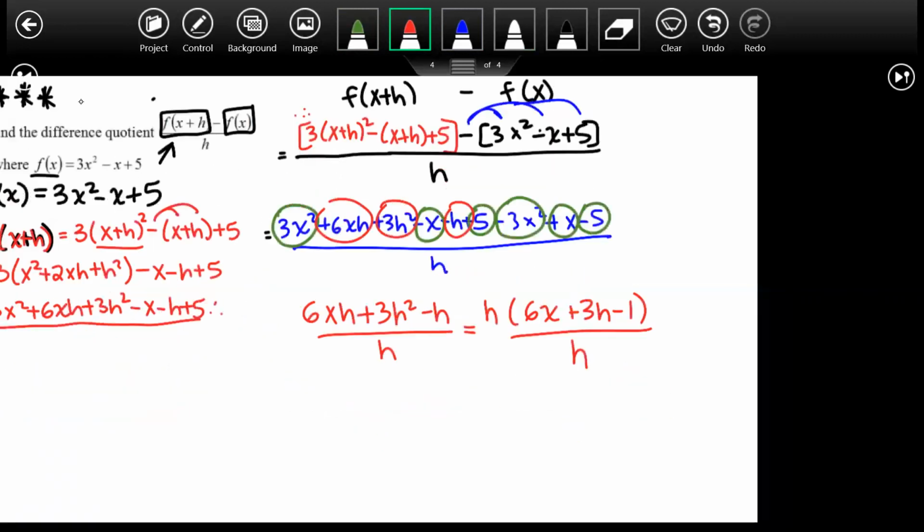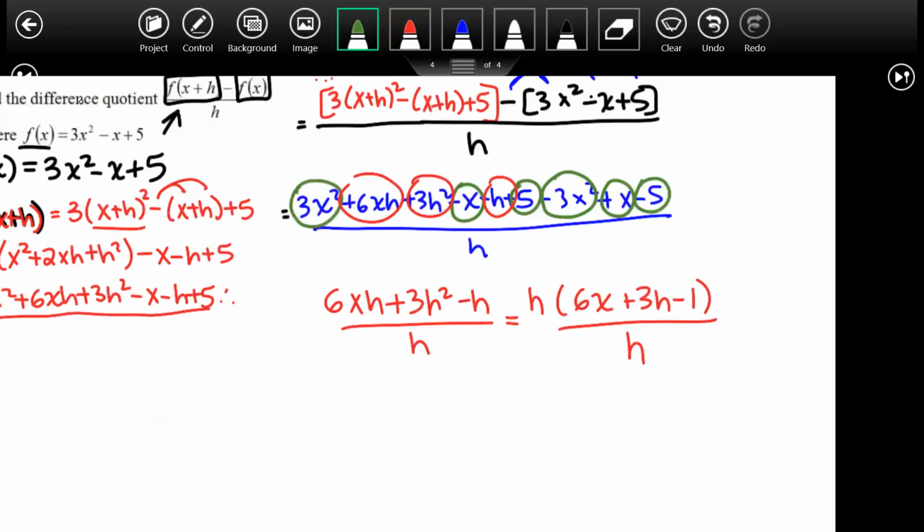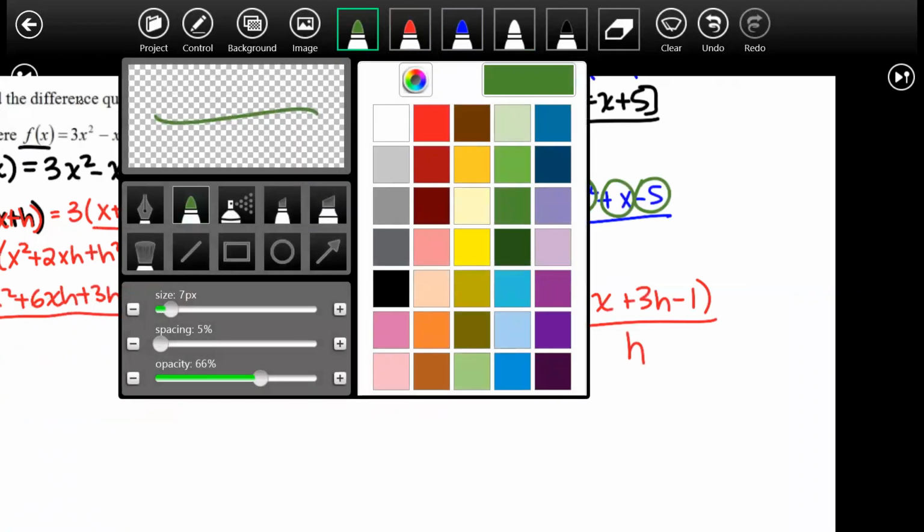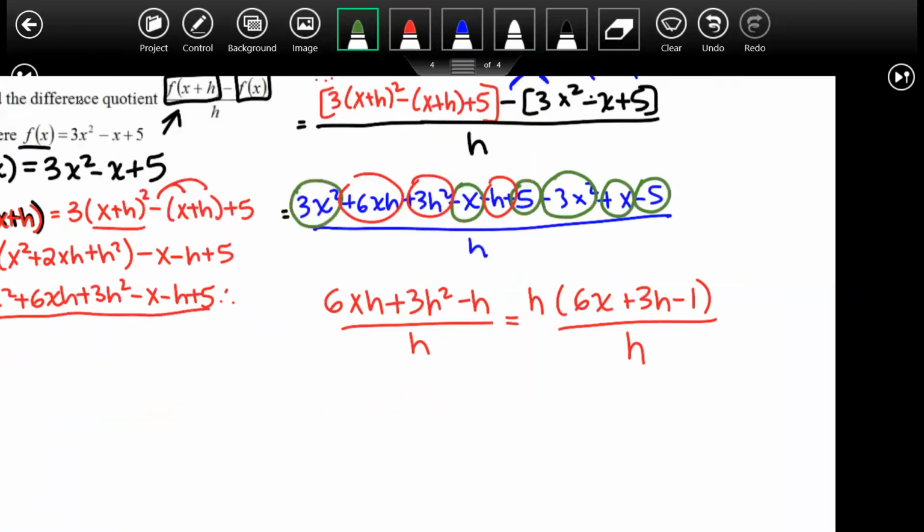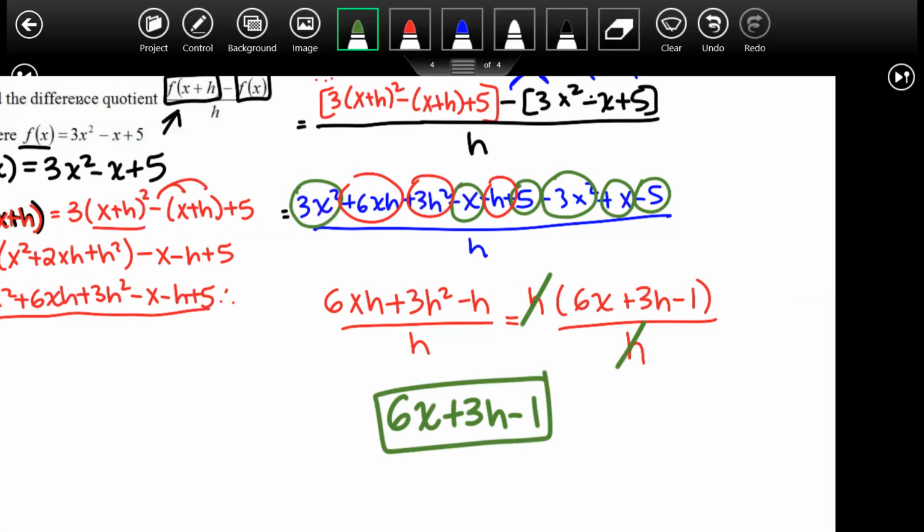What does it reduce down to? Do we have to put the minus 1? Yes. If we reduce down our h, our final product is going to be 6x plus 3h minus 1. So the whole thing reduces down to something very nice. I'm telling you right now, if you do it correctly, you're going to be able to take out an h.